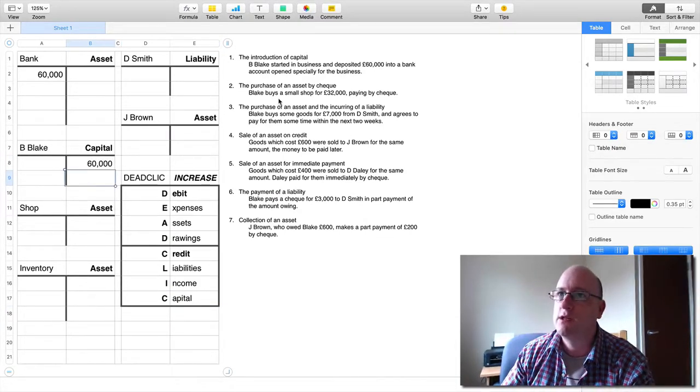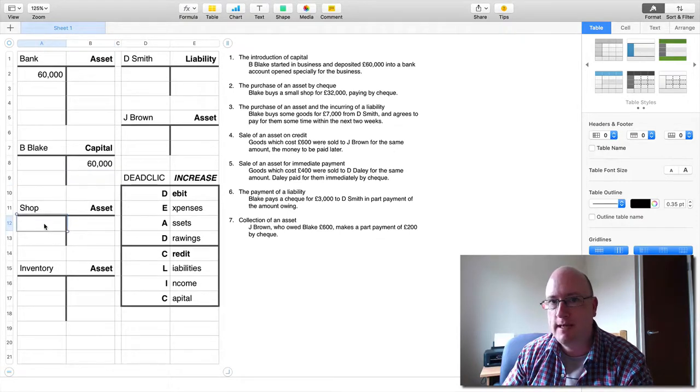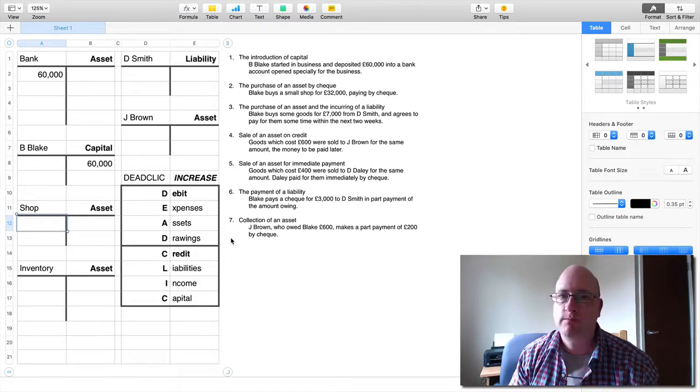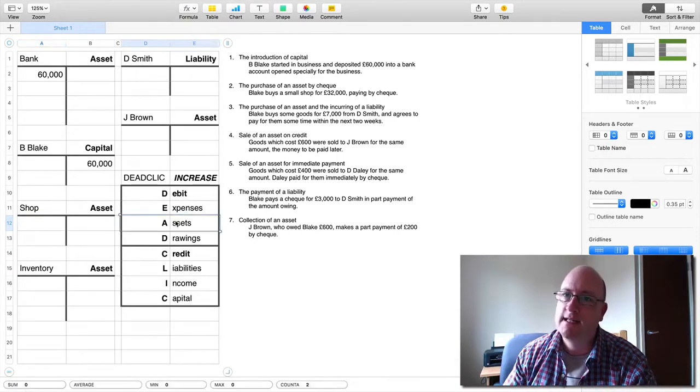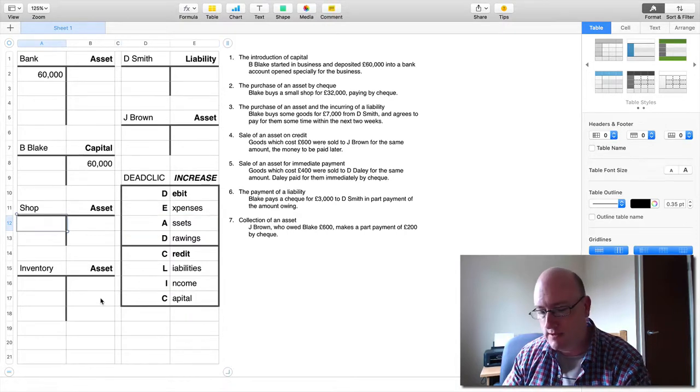Okay, on to transaction number 2, the purchase of an asset by cheque. Blake buys a small shop for £32,000 paying by cheque. So we've got a shop account here, so we've increased the value in that account because the shop comes into the equation, so we're increasing that value by £32,000. Again, it's an asset, increasing is a debit. So we get to the shop account and we type £32,000 into there.